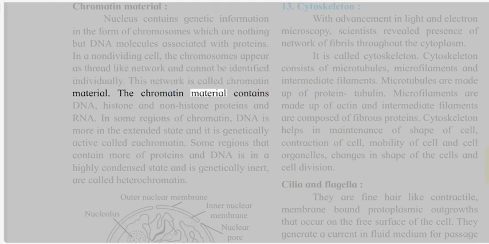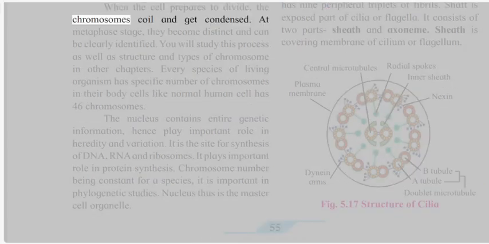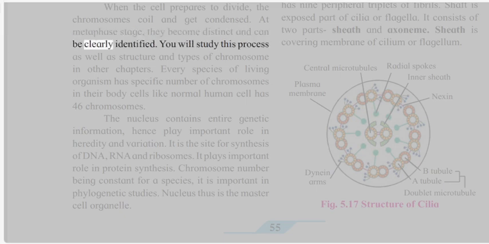The chromatin material contains DNA, histone and non-histone proteins and RNA. In some regions of chromatin, DNA is more in the extended state and is genetically active, called euchromatin. Some regions that contain more proteins and DNA in a highly condensed state are genetically inert, called heterochromatin. When the cell prepares to divide, the chromosomes coil and get condensed. At the metaphase stage, they become distinct and can be clearly identified. You will study this process as well as the structure and types of chromosomes in other chapters.